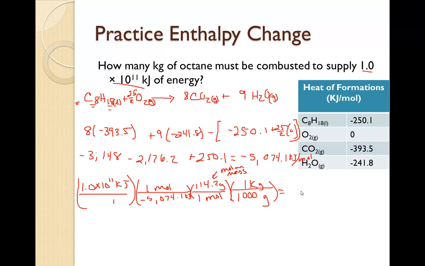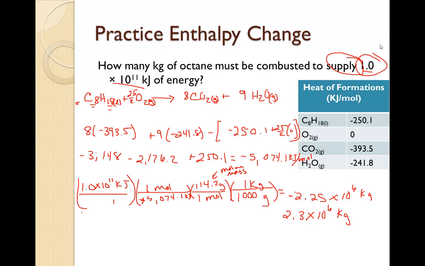Technically I had a negative in there, but because this is just how much it will supply, I'm going to automatically make that a positive. You can't have a negative mass anyways, so it would make sense to make it positive. 2.3 times 10 to the 6 kilograms of octane. I put it in 2 significant figures because I had 2 in the initial question. Okay, we're going to do one more and then we'll be all done.